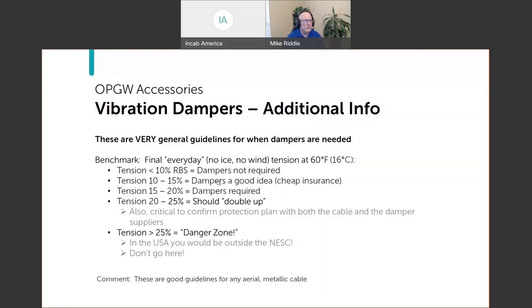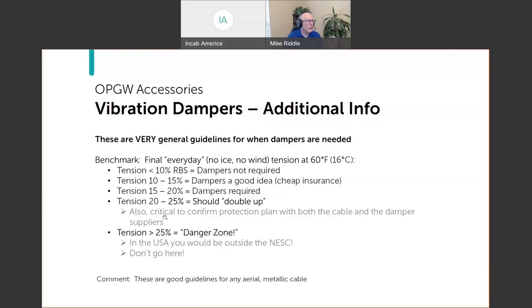The benchmark that you should use is the final everyday tension, meaning no ice, no wind, at 60 degrees Fahrenheit. If that tension is less than 10% of the rated breaking strength of the cable, you don't need dampers. You could still put them on, it won't hurt anything. Again, cheap insurance as a concept, but you don't really need them.